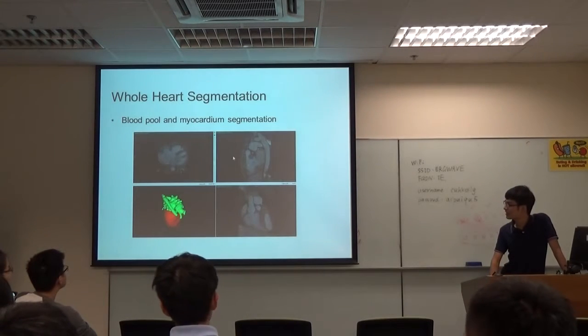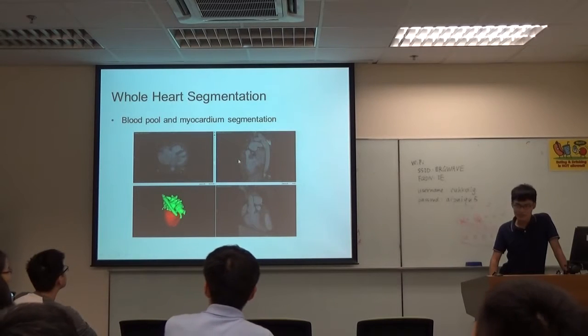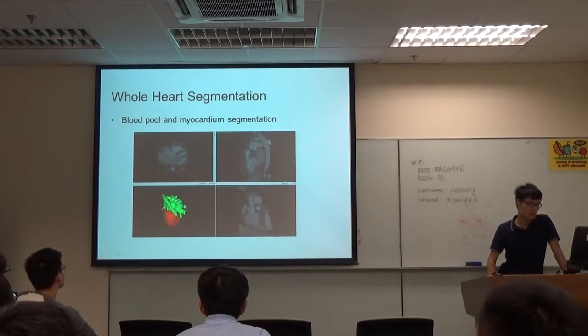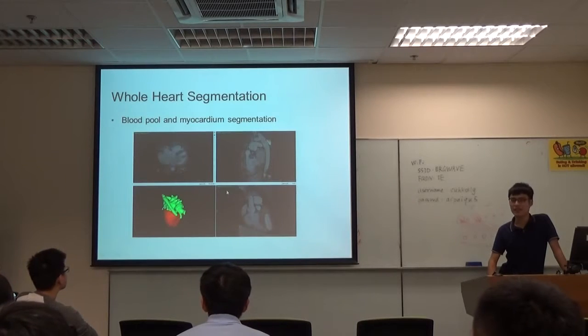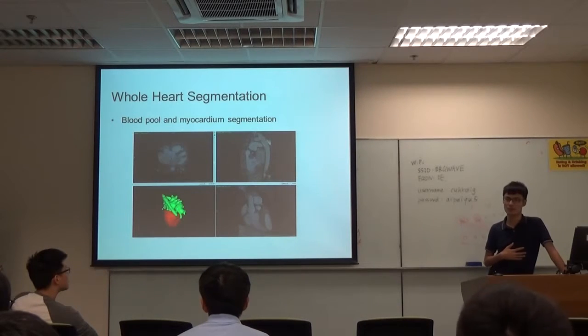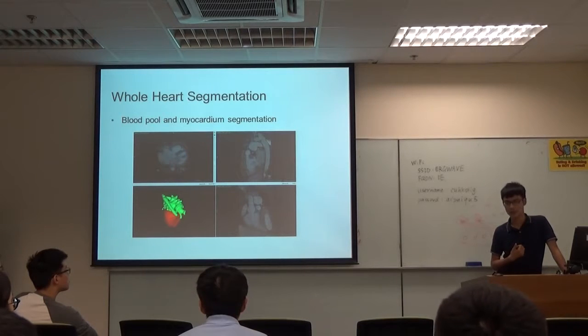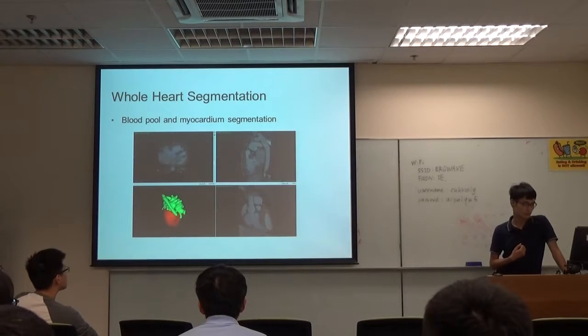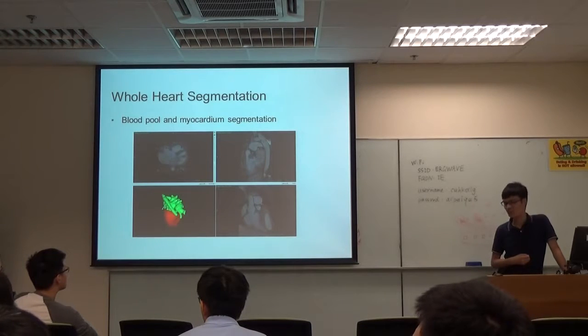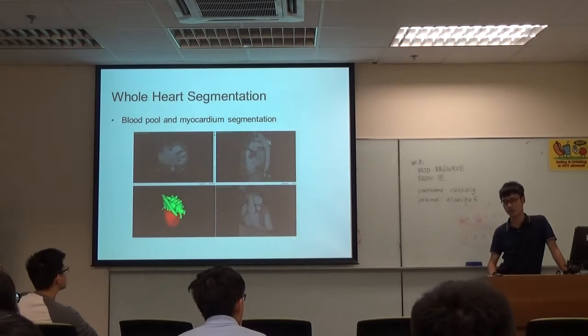Another task is also about MRI images. The task is we want to segment the heart from the MRI image. The purpose of this is, if we get the segmentation mask of the heart, we can build a heart model, and this model can be used for things like 3D printing, or it can provide useful information when you have a surgical operation.